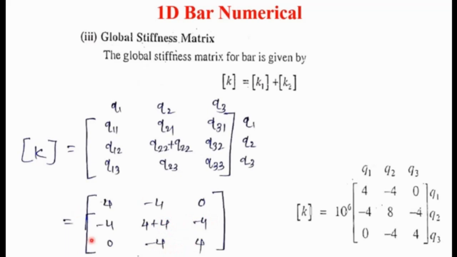By adding K1 and K2, we get the final equation of K equal to 10 raised to 6 into [4 -4 0; -4 8 -4; 0 -4 4], where 4 plus 4 gives 8, with rows and columns Q1, Q2, Q3. We get this final global stiffness matrix for the given elements.